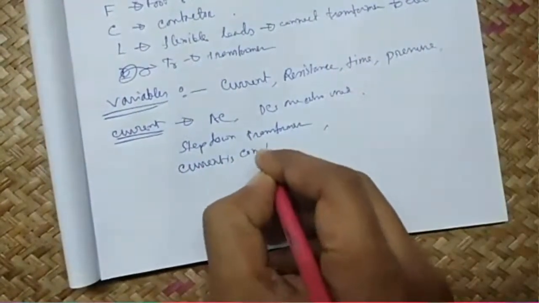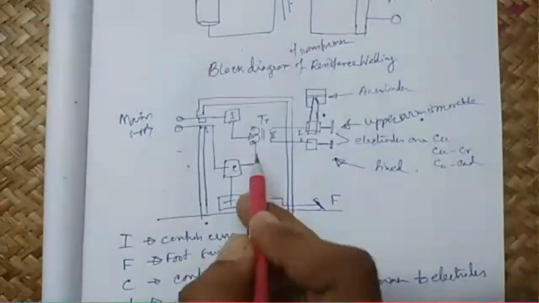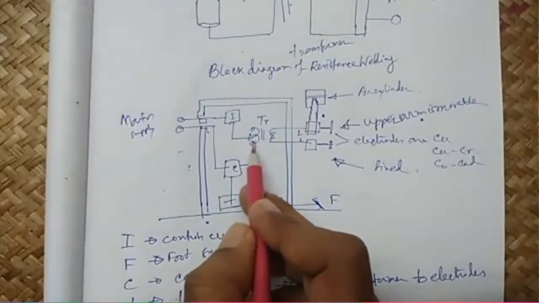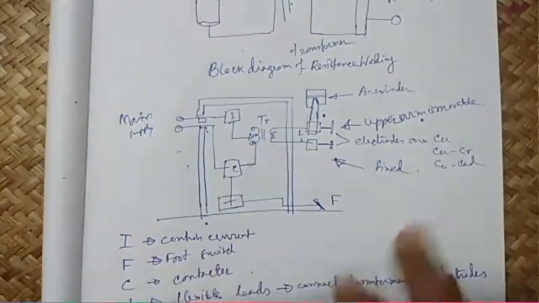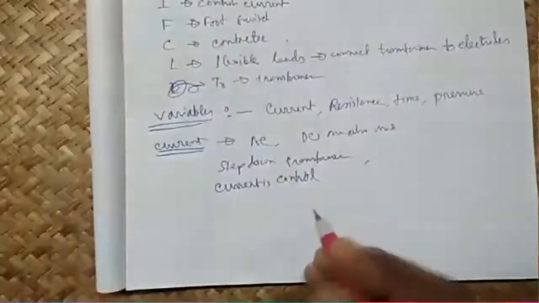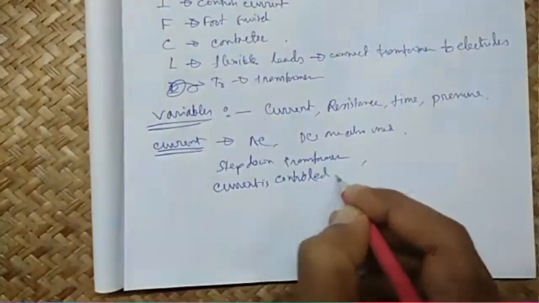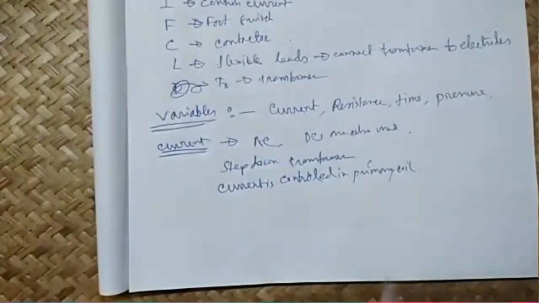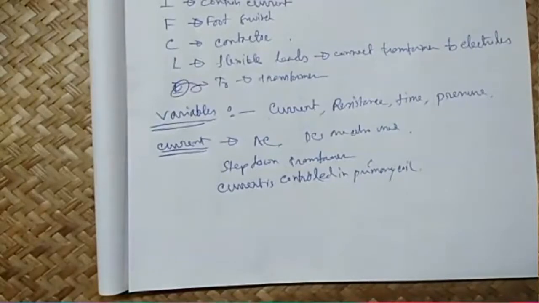If you look at the image which we have drawn here, you'll find the controls are attached to the primary coil of the transformer, not the secondary one. The current is controlled in the primary coil. Low current will not provide proper fusion. If the current is too high, the entire thickness of the work metal between the electrodes is heated to the plastic state by that time.